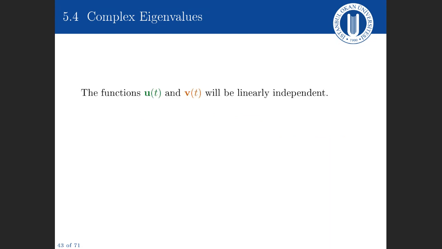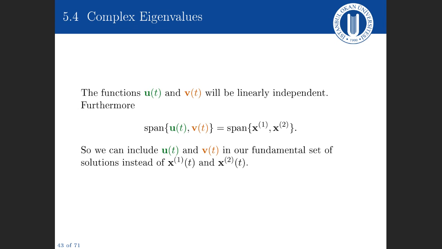Note that u and v both map from the real numbers to Rn. These two functions will be linearly independent. And furthermore, the span of these two functions will be the same as the span of x1 and x2. This means that when we write down our fundamental set of solutions, instead of including x1 and x2, we can use u and v.